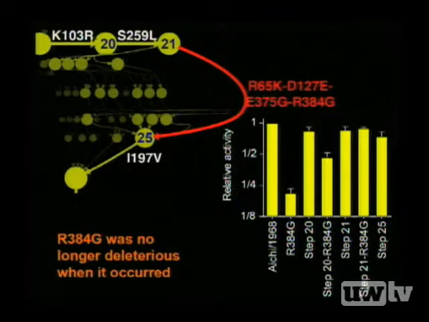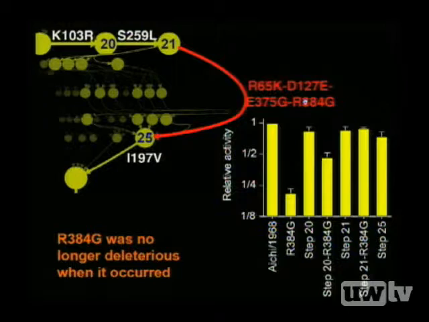When we go to the next mutation, which is called R384G, what we see is as follows. The virus proceeded through this virus here, which was called step 20. Step 20 got a mutation which was actually the reversion of L259S. So it reverted away the first detrimental mutation to give this next virus step 21, which then got several mutations, including this R384G change, which by itself is deleterious.